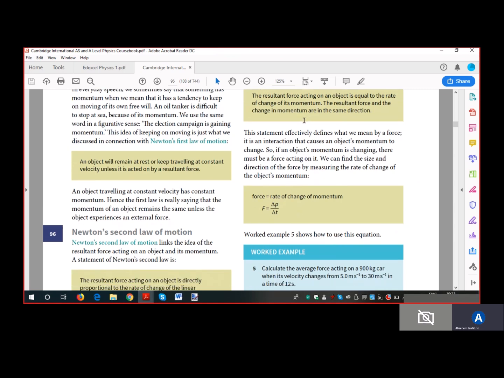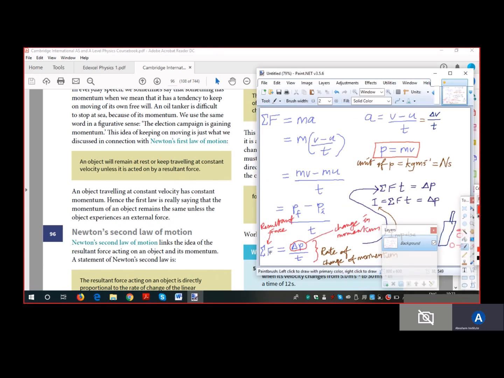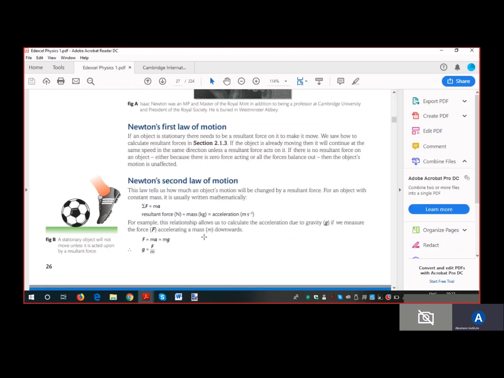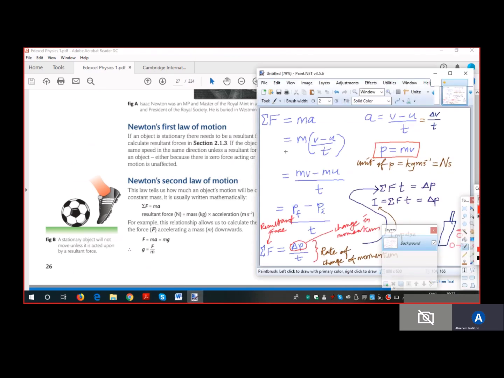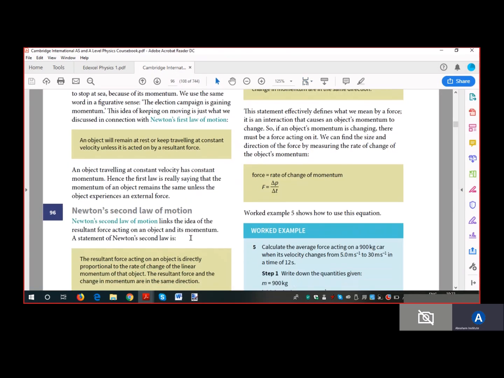Instead of writing all this, you can also write this. But here there is a minor mistake. Here it should not be just force, it should be resultant force. So instead of saying force equals rate of change of momentum, there should be a word in front of this force, which is resultant force. And here you can also write sigma F, like what I've done here. Sigma F is equal to delta P over delta T. So that is Newton's second law. I showed you how to get that from this one. So we have F equals ma, where we do all this substitution and we get the definition that was given here.